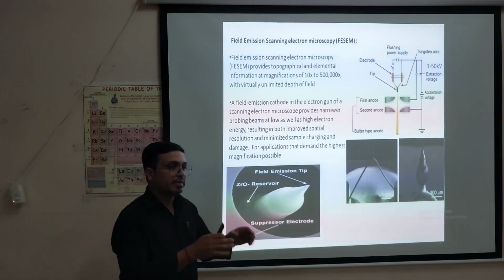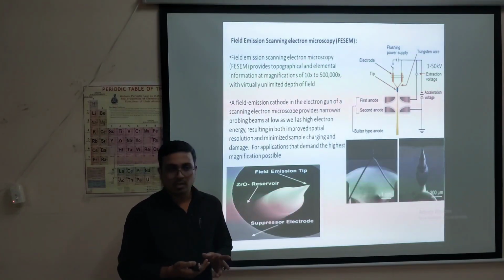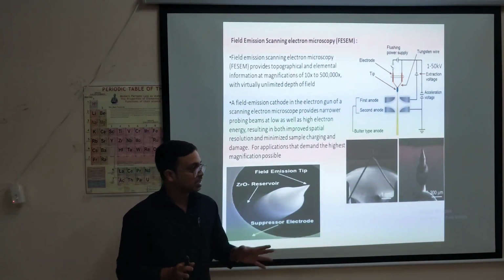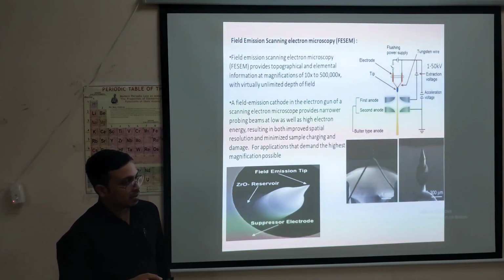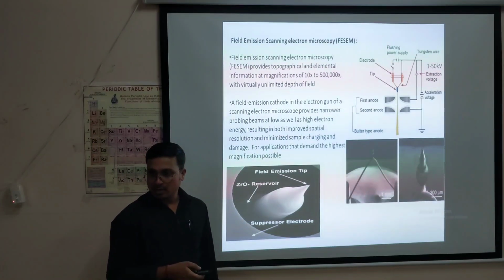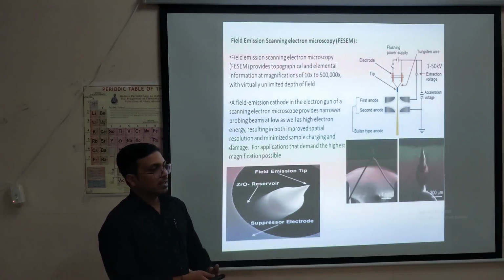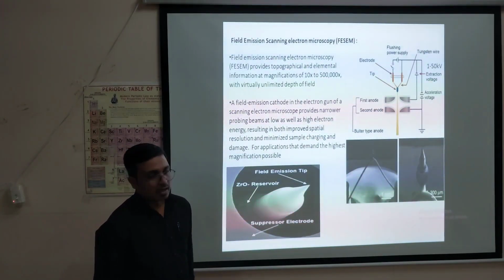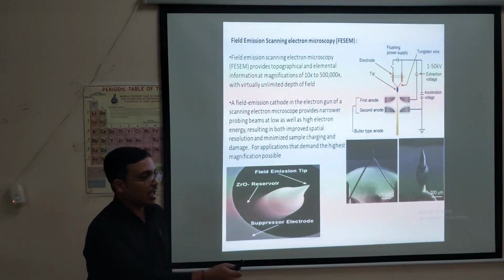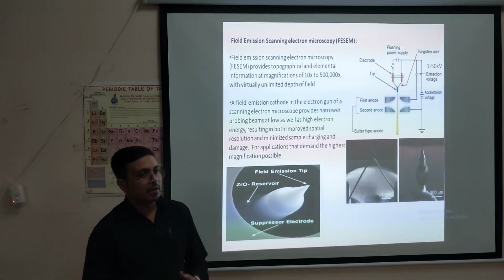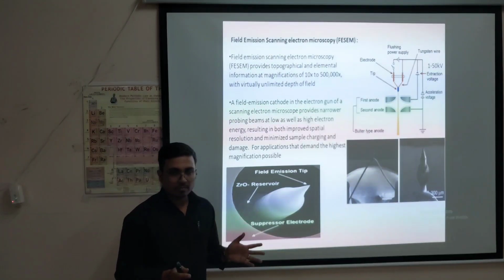Other accessories will be there: your second condenser, objective lens, the scanning coil, and the different types of detectors. The only difference is the heating effect. In SEM you heat the coil or filament and generate the electron. Here, the electric field makes the electron generate from the source. This tip is very important in generating that electron, and it will be coming with high speed. So you will have a much brighter image of the sample compared to the SEM. Okay.